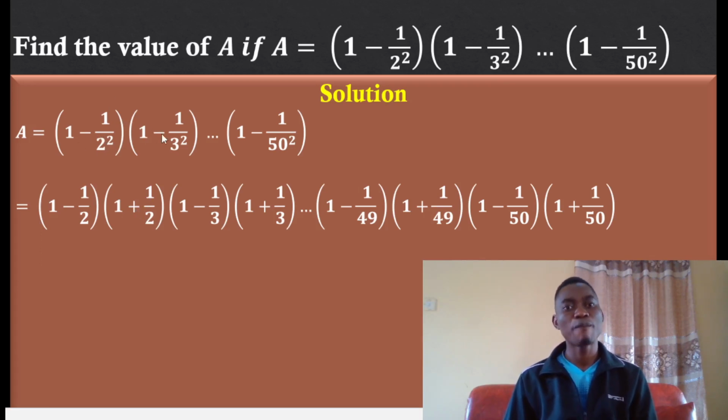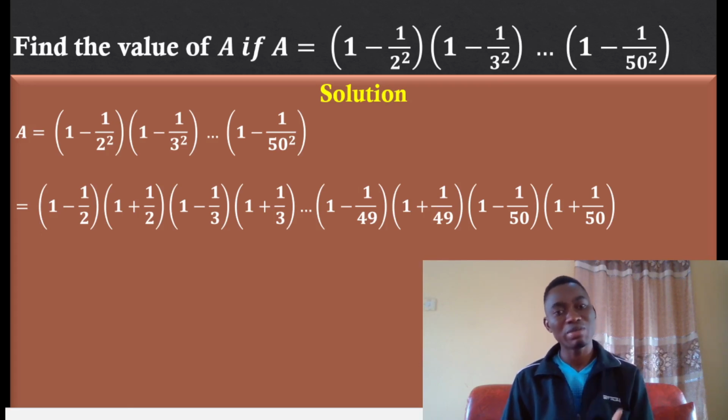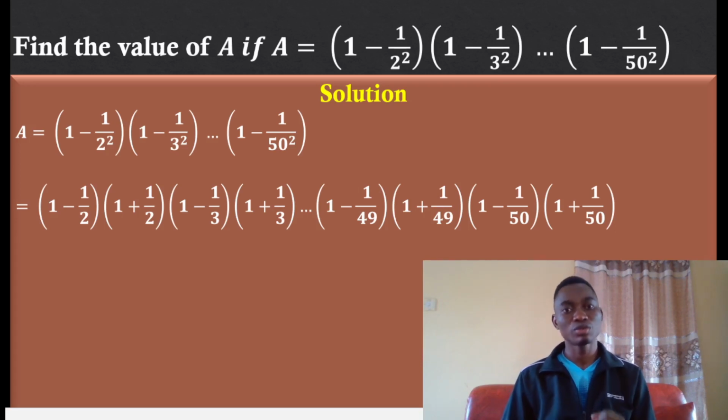Then let's look at 1 minus 1 over 3 squared. As I said earlier, when you have a difference of two squares, let's assume you have a squared minus b squared, it is always expressed as a minus b all into a plus b. So we continue. 1 minus 1 over 3 squared can be expressed as 1 minus 1 over 3 all into 1 plus 1 over 3.